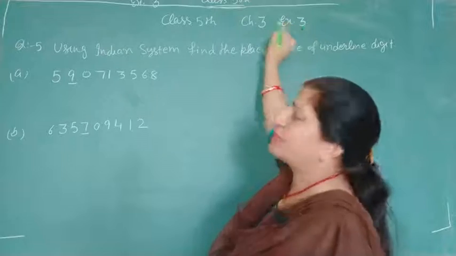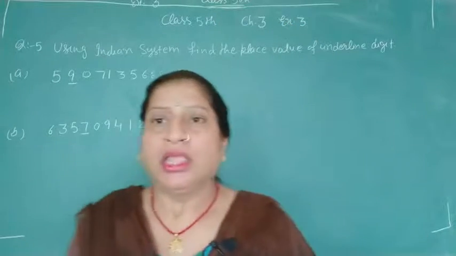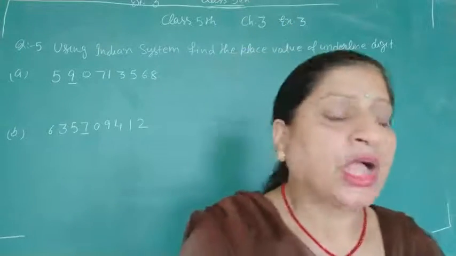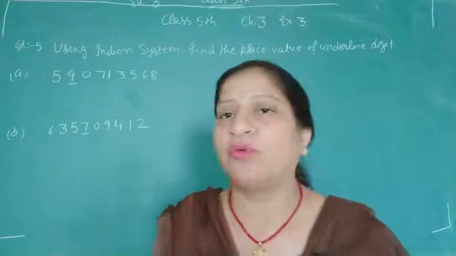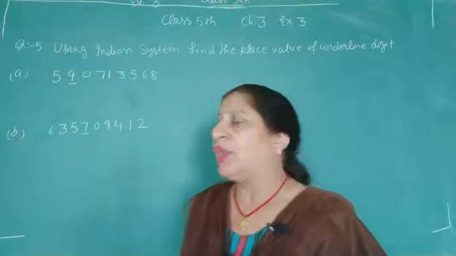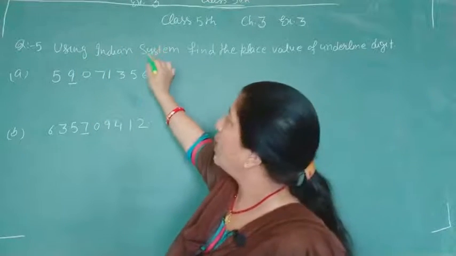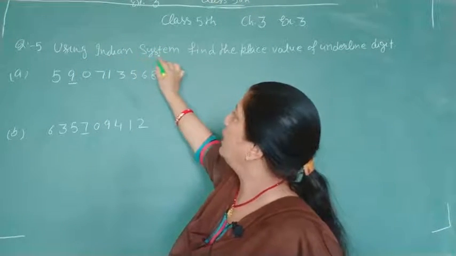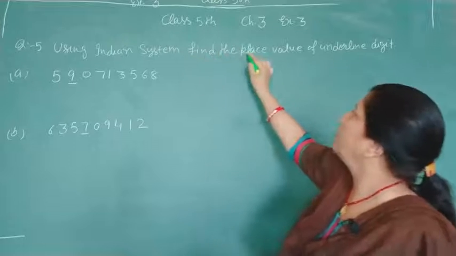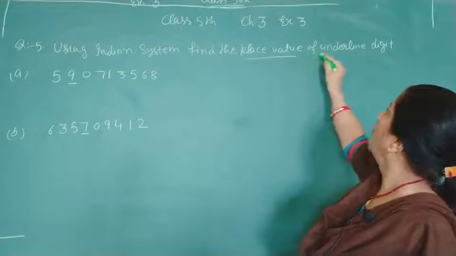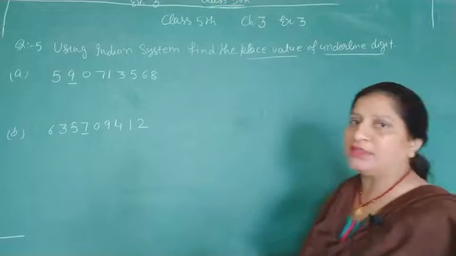3, exercise number 3. In the previous video, I explained how to find the place value, and now in question number 5, we have to find, using the Indian system, the place value of the underlined digit.